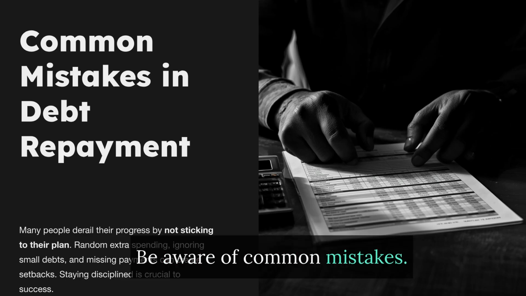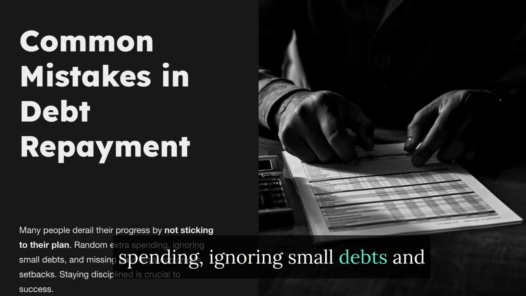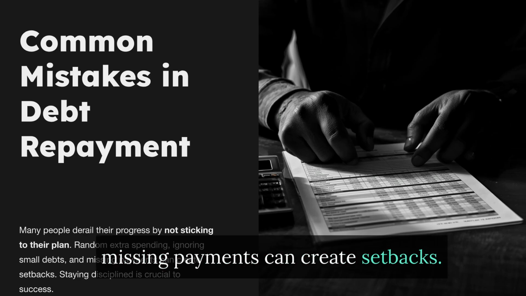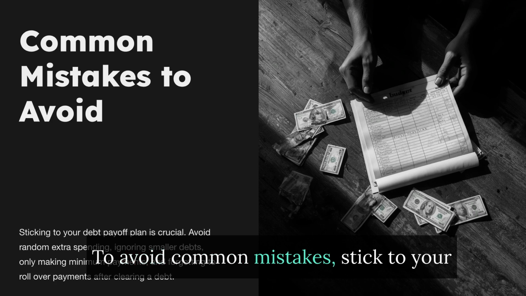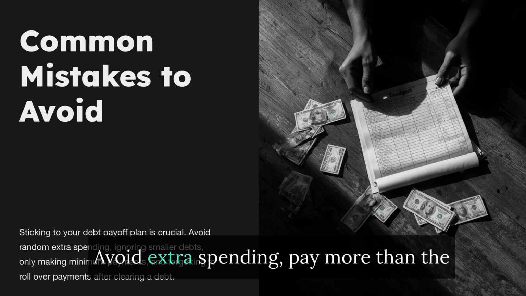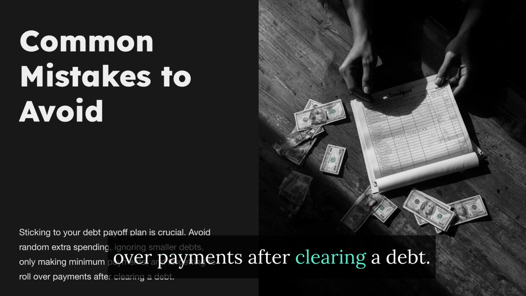Be aware of common mistakes. Not sticking to your plan, random spending, ignoring small debts, and missing payments can create setbacks. Discipline is critical for success. To avoid common mistakes, stick to your plan. Avoid extra spending, pay more than the minimum, and always remember to roll over payments after clearing a debt.